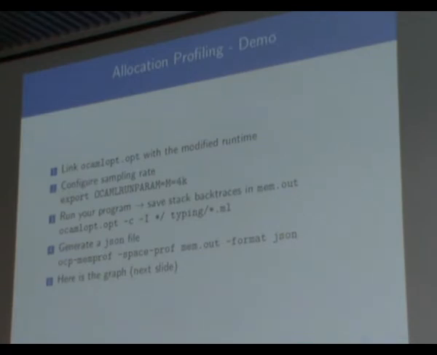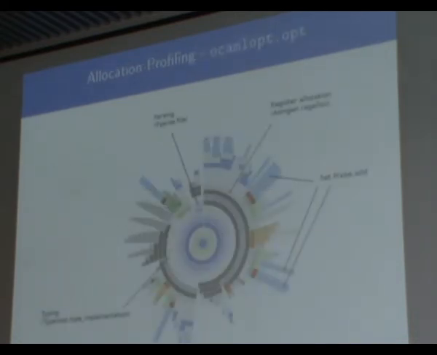So let's do a demo. I first link OCaml with the modified runtime. Then I configure the sampling rate by exporting the OCAMLRUNPARAM value, n equal 4k. Then I run my program to save backtraces in a main.out file. Then I generate a JSON file with ocamlprof to get my nice graph that we have here. Ta-da!